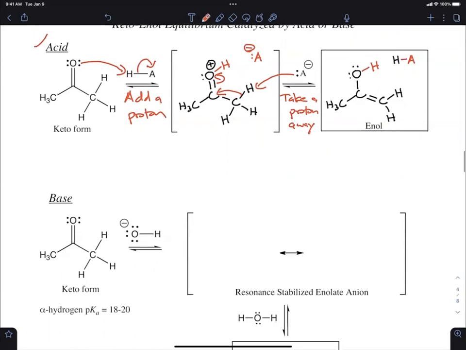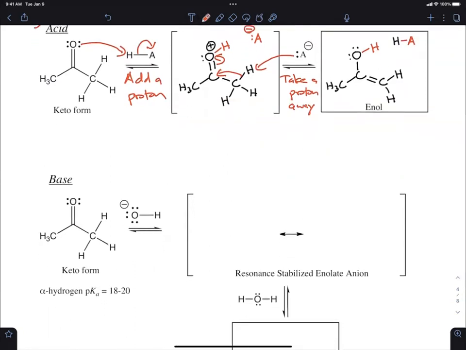In base, as you could imagine, we're going to start by taking a proton away. And this is going to be a bit surprising because we're actually going to take it from carbon. What we're going to do is take a hydrogen that's connected to a carbon, which is not something that you generally do, especially with an oxygen as a basic atom. But let me explain something.